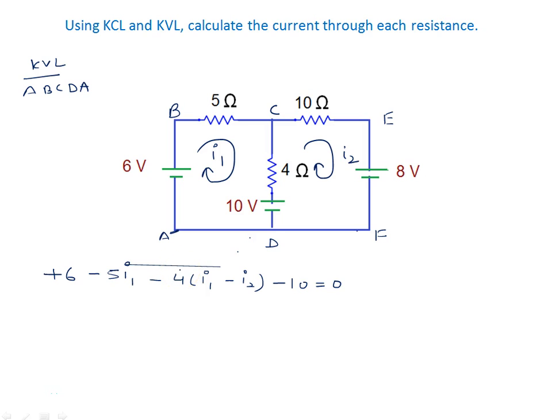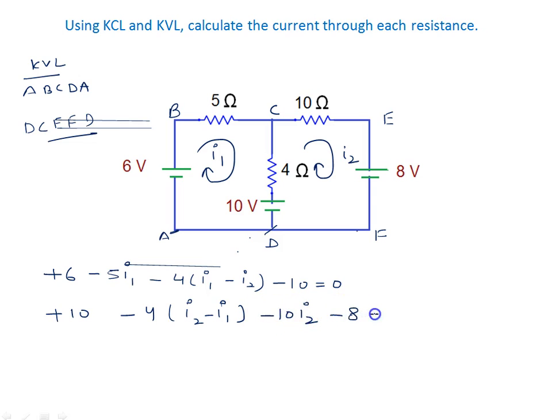Now all of you write the KVL equation for the second loop, that is D, C, E, F and D. Suppose I start from the D point. This is my D point. Along the direction, plus 10. Then you see minus 4 times I2 along the direction, I1 opposite direction. So I will say I2 minus I1. Okay. Minus 10 I2. Then plus 2 minus, so minus 8 equal to 0.